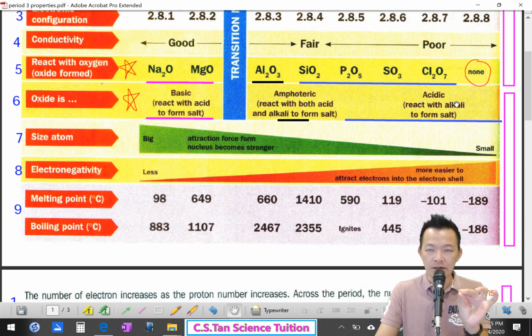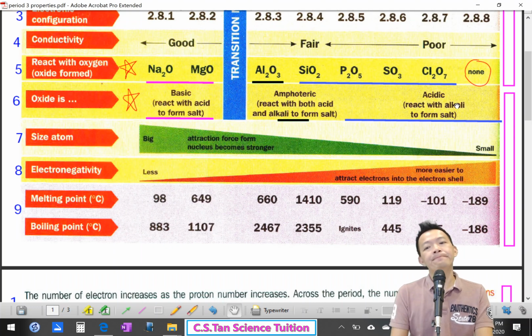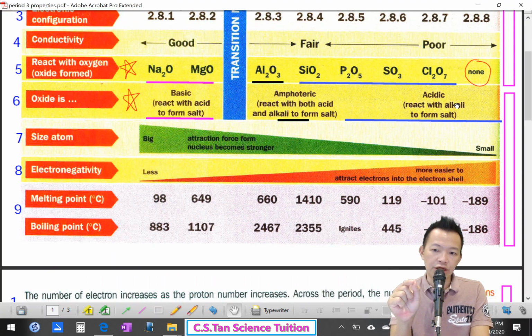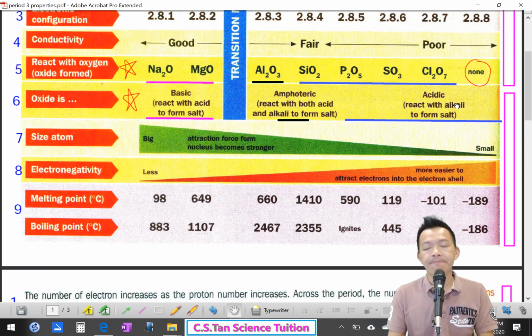What is meant by acidic oxide? 什么叫酸性的 oxide 呢？They can react with the alkaline to form the salts. 它们能跟 alkaline 起反应 produce a salt, 然后产生盐。So 这一种 oxide 叫 acidic oxide. React with alkaline to produce a salt. 可以跟 alkaline 起反应变成盐。But between the basic oxide and acidic oxide, there's one special oxide.